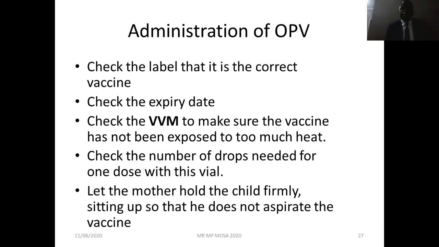Administration of OPV vaccine: check the label that it is the correct vaccine, check the expiry date, as well check the vaccine vial monitor to make sure the vaccine has not been exposed to too much heat. Like we said, heat damages the vaccine. Check the number of drops needed for one dose with this vial. You always need to check the number of drops. Like we say, 2 to 3 drops.